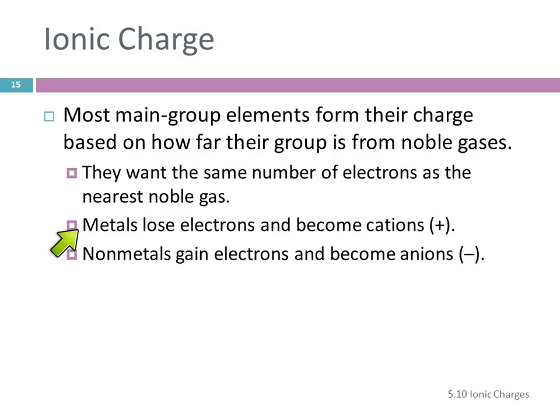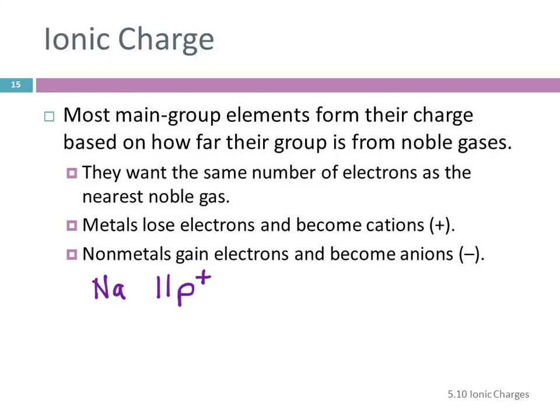Metals tend to lose electrons. When they lose electrons, they become cations. And nonmetals gain electrons and become anions. So let's just think about maybe sodium. Sodium is a metal. How many protons does sodium have? It's the number above Na on the periodic table. 11, right? It has 11 protons, and those have plus charges.